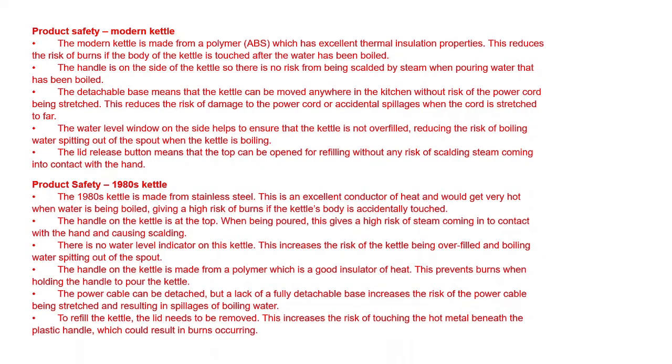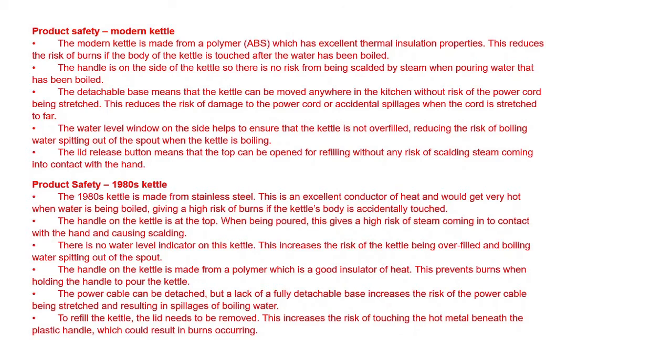Okay, so first, let's go for the modern kettle. So product safety: it is made out of ABS, which is a really good thermal insulator. So this reduces the risk of burns if you touch the kettle once it's been heated up, obviously with the first one you don't have that. The handle is on the side of the kettle, so there's no risk of being scalded, whereas on the first one, the 1980s, the handle's on top, so if you grab it at the top, steam will come up and be in contact with your wrist, which can cause scalding. The detachable base means the kettle can be moved anywhere in the kitchen without the risk of the power cord being stretched, so that reduces the risk of spillage anywhere or pulling a cable too far.